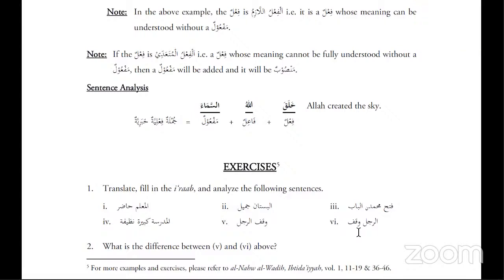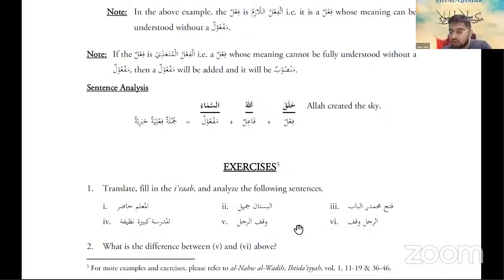Then the difference between five and six. Waqafa is the verb. I said it right. Ar-rajulu is the doer. Excellent. Then we had ar-rajulu waqafa. That's subject and predicate. I said it right, but I didn't put the i'rab right. I don't know what i'rab to put, and why I put it, I still don't understand.